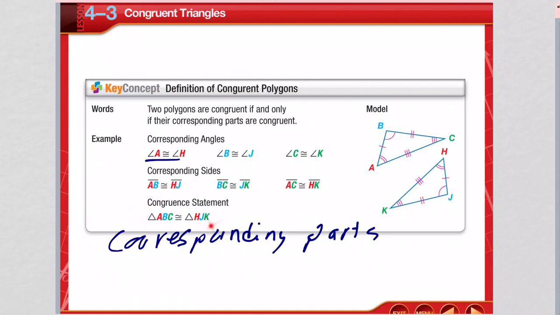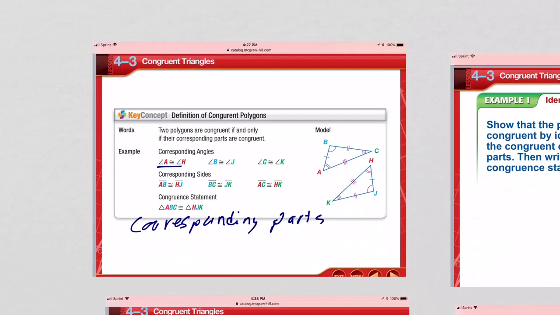It is important to know how to name them properly as well. You can name the first triangle however you want, so in this case it was triangle ABC. But the way you name the second triangle can be right or wrong. The first letter has to match with the first letter. So A with H, B is congruent to J, and then C with K. Those do have to be named properly. So let's look at an example.